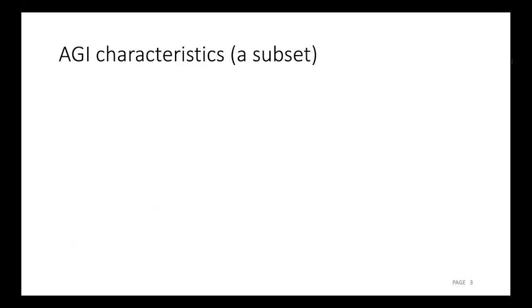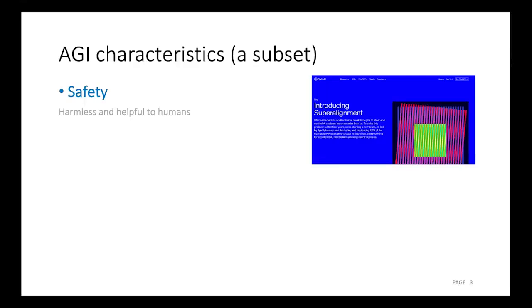So here are some of the AGI characteristics. Although they are not a complete set, they are very important subsets of AGI characteristics that I want to highlight today in this talk. The first characteristic is that the AGI should be safe. That being said, we want to make sure that the generated content of the AGI or the AI is harmless and helpful to humans. That's why OpenAI launched this superalignment program to invite the world to build safe AI. This is the first characteristic that we care about.